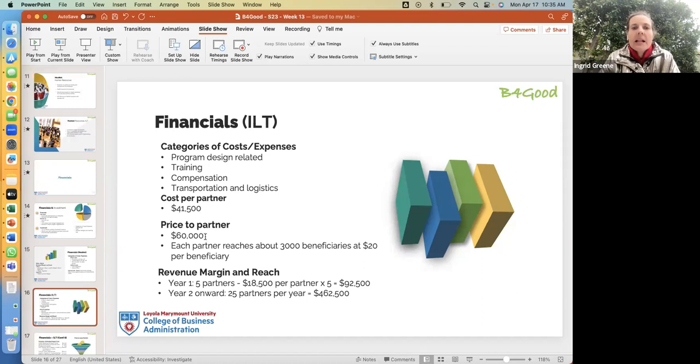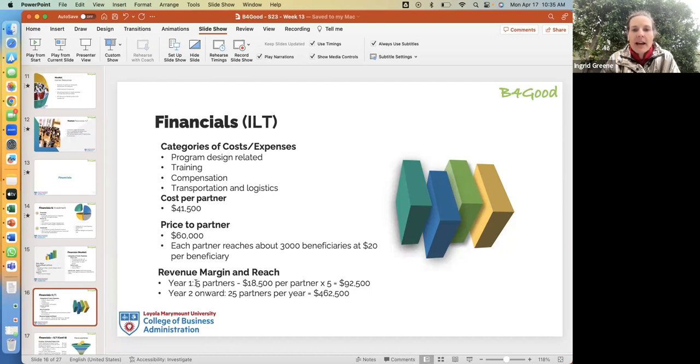You're going to price it at $60,000. So your margin actually is going to be a good 30%. That's a nice little margin, which is often common in the software world. Each partner reaches about 3,000 beneficiaries if all goes well. So it'll be about $20 per beneficiary.